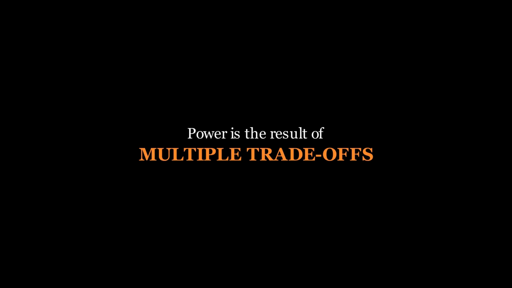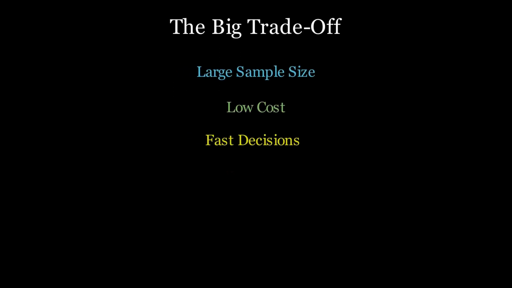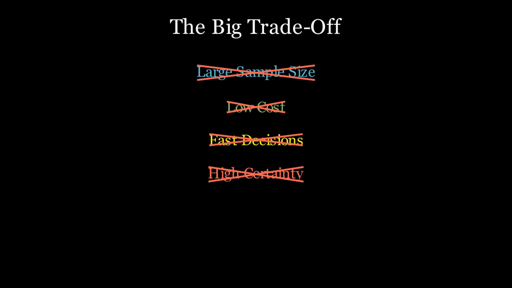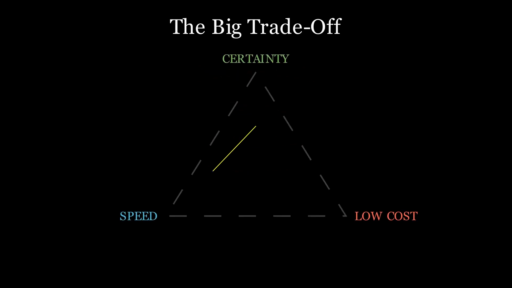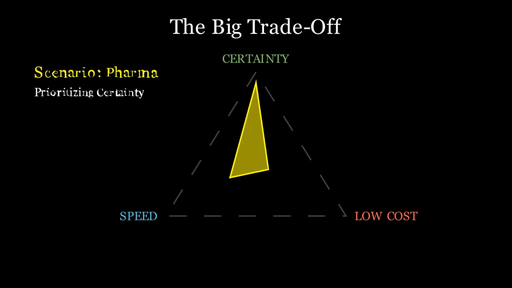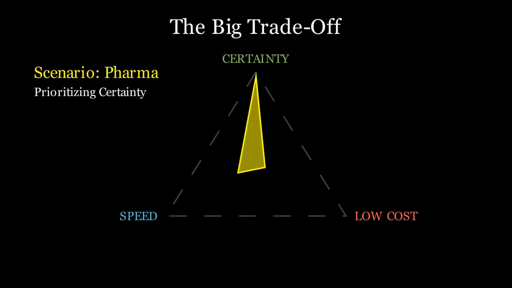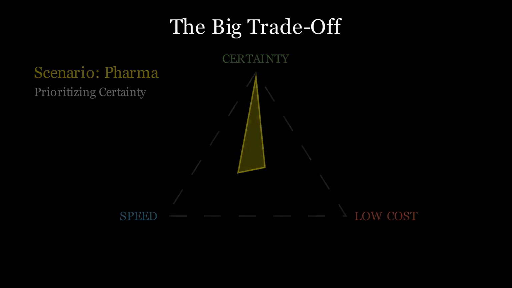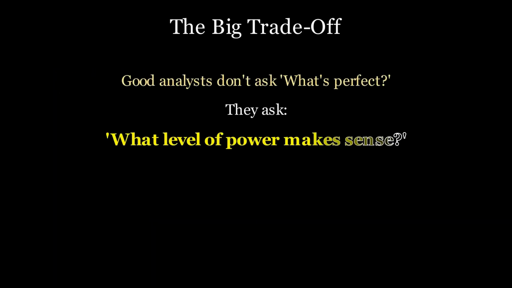Power is not controlled by one thing, it is the result of multiple trade-offs. In real life, you cannot maximize everything. You usually cannot have huge sample sizes, low cost, fast decisions, and maximum certainty. So, decision making becomes optimization. A startup may prioritize speed. A pharmaceutical trial may prioritize certainty. So, good analysts don't ask what is perfect. They ask what level of power makes sense for this decision.